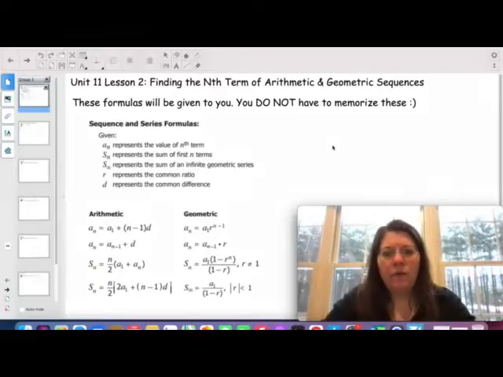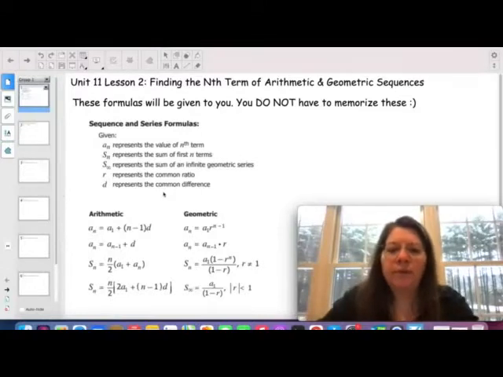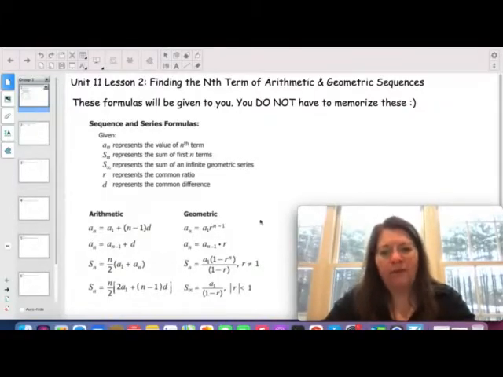This is Unit 11, Lesson 2, finding the nth term of arithmetic and geometric sequences. In this section, we're going to talk about different formulas and how they can be used to find specific term numbers. And these are all the formulas that we're going to learn or use in this chapter.